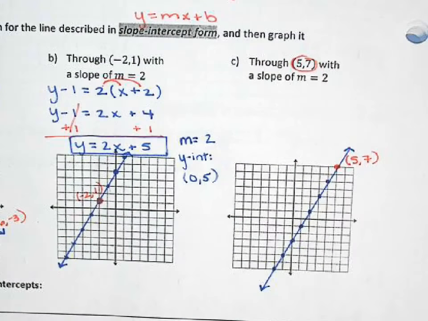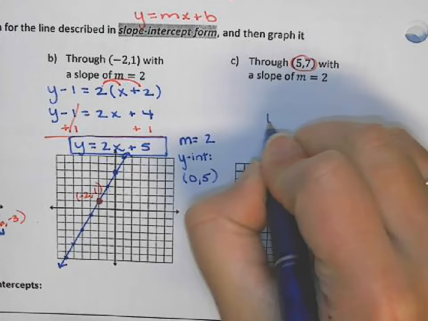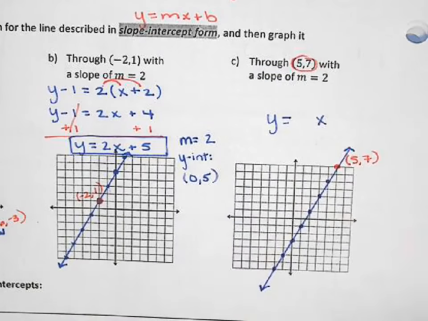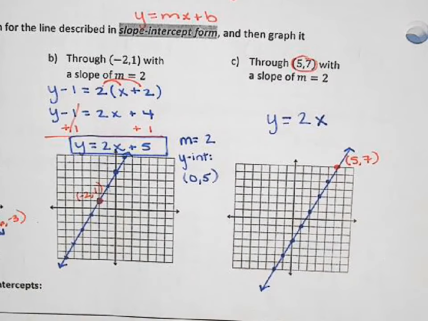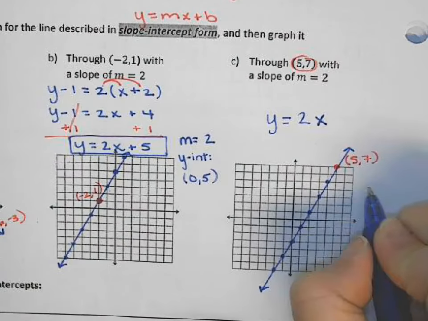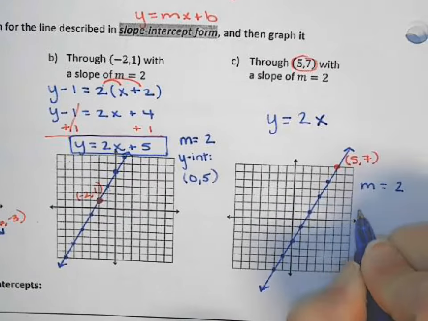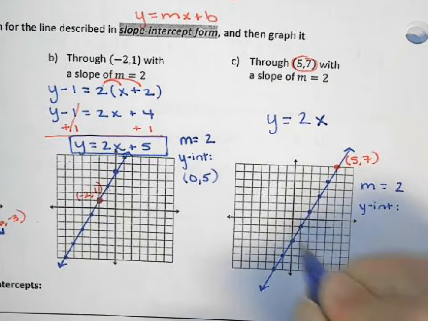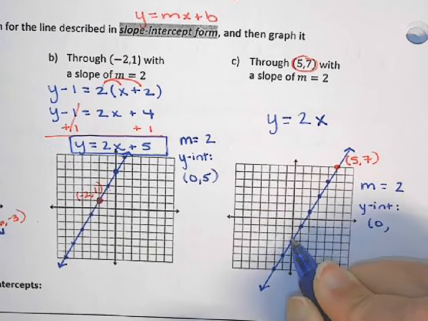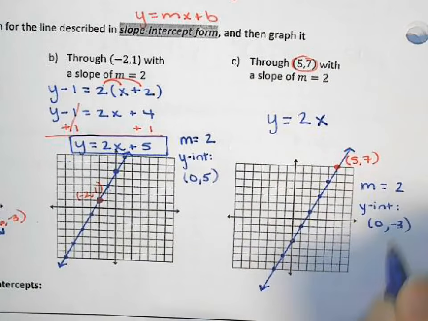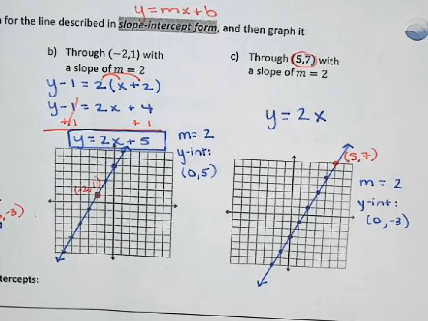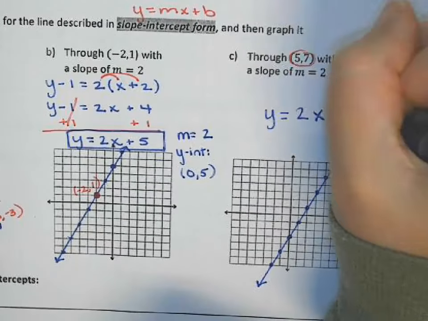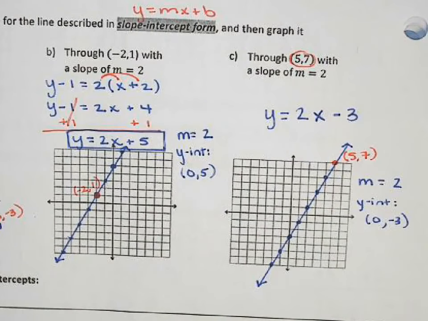Slope-intercept form. So now that you have your graph, could you write this as y equals something x plus something? Could you fill that in? What's your m? 2. Y equals 2x. What's your y-intercept? Your y-intercept is 0, comma, negative 3, which you can see from your graph. So your equation is y equals 2x what? Minus 3. Because you have to find that y-intercept from looking at your graph.